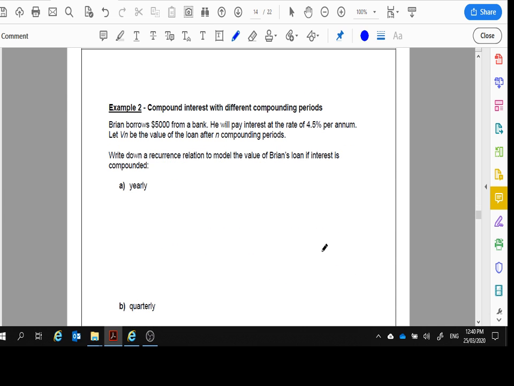Example 2. Brian borrows $5,000. There's our V of 0. Pay interest at that rate. Let V of n be the loan after n compounding periods. Write down the recurrence relation, and this one's yearly. So here, we've got 100%, that's his original amount, and he gets charged interest, which is 4.5%. So he's got 104.5%. We're not adding together, which means as a decimal, divide this by 100, 1.045. There's our decimal. So V of n plus 1 equals 1.045 times V of n, where V of 0 is $5,000.